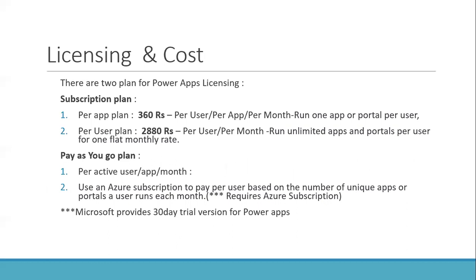If you see the subscription plans, you can use either the per app plan, that's 360 rupees, or the per user plan, that's also almost 3,000 rupees. If you use the per user plan, that means you can run many apps, you don't need to build just one app. But if your requirement is to build just one app, then accordingly you can take that subscription.